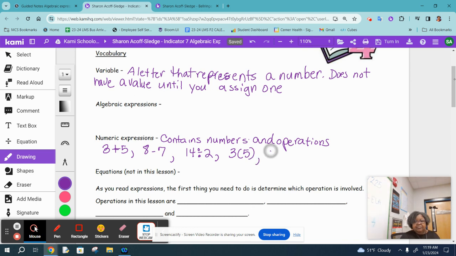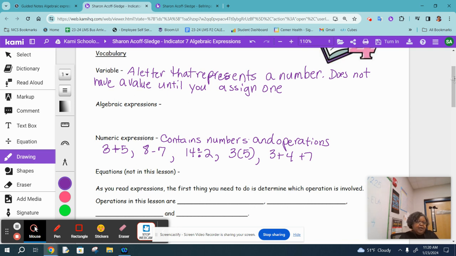And I can do, all of those are numeric expressions because they have numbers and operations. There is no equal sign. We don't want you to evaluate those.